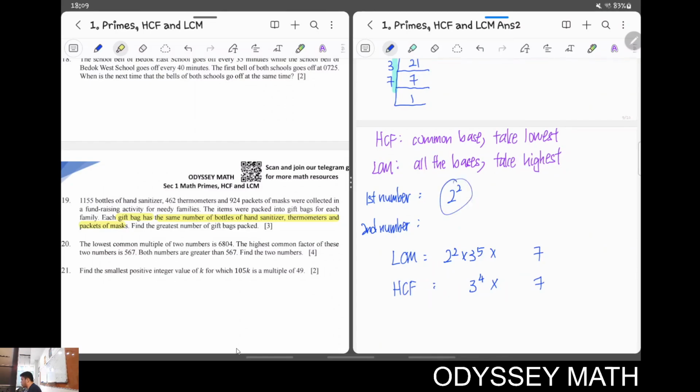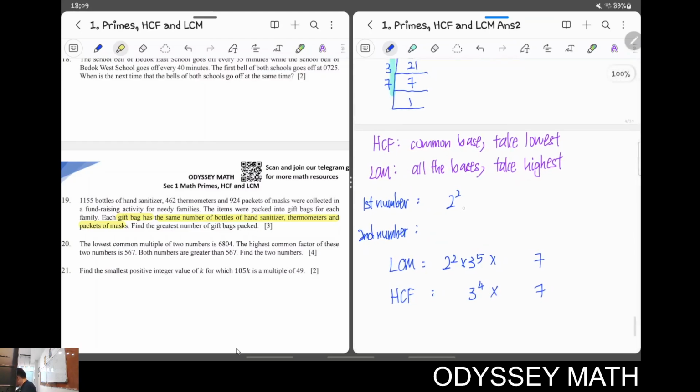So if the first number we put 2 square, the LCM can have 2 square. Then the second number, we don't put anything anymore, because that will ensure that HCF doesn't have base 2. But we also put one of the numbers as 2 square so that the LCM will have 2 square. LCM, all the bases take the highest. Follow so far?